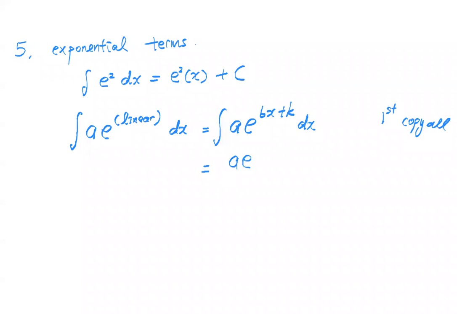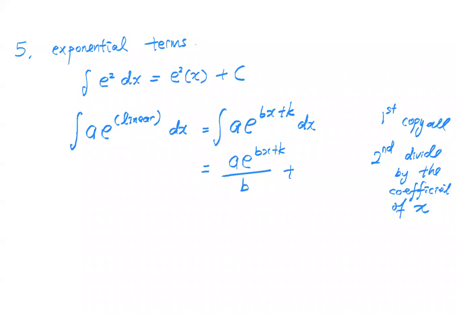So copy down the whole thing, first step. Second step, divide by the coefficient of x, so divide by b, plus c. So that's it. Exponential is very easy, that's it.